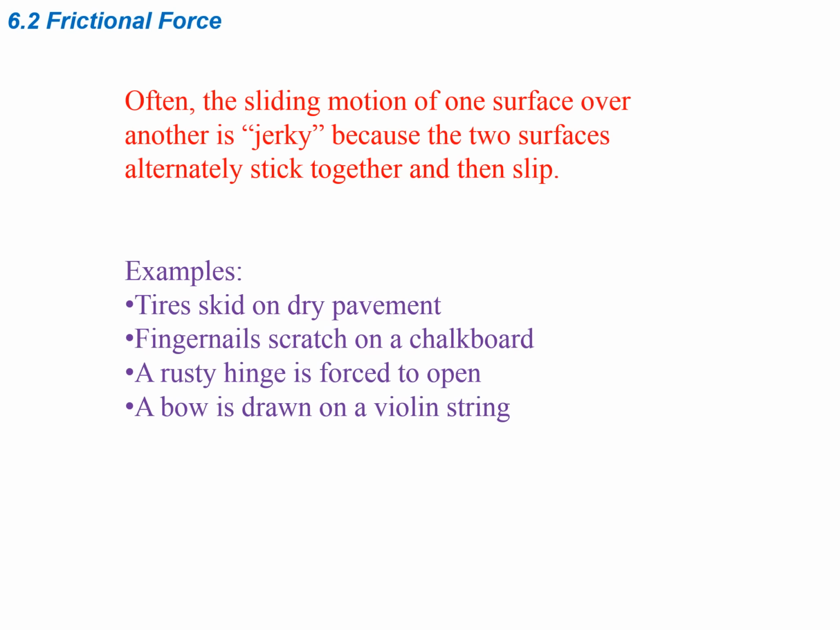Now, often the sliding motion of one surface over another is jerky because the two surfaces alternately stick together and then slip. Some examples of this are tires skidding on pavement, a fingernail scratching on a chalkboard, a rusty hinge being forced open, a bow being drawn on a violin. Okay, so those are things that are sticking and then slipping, sticking and then slipping.